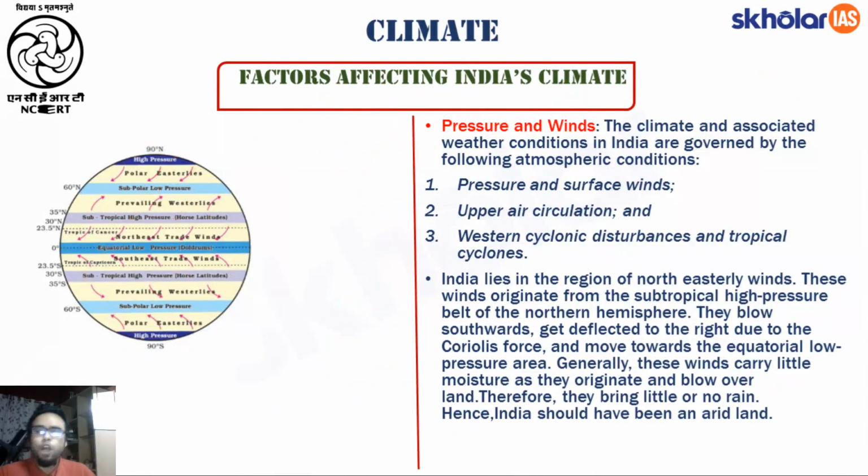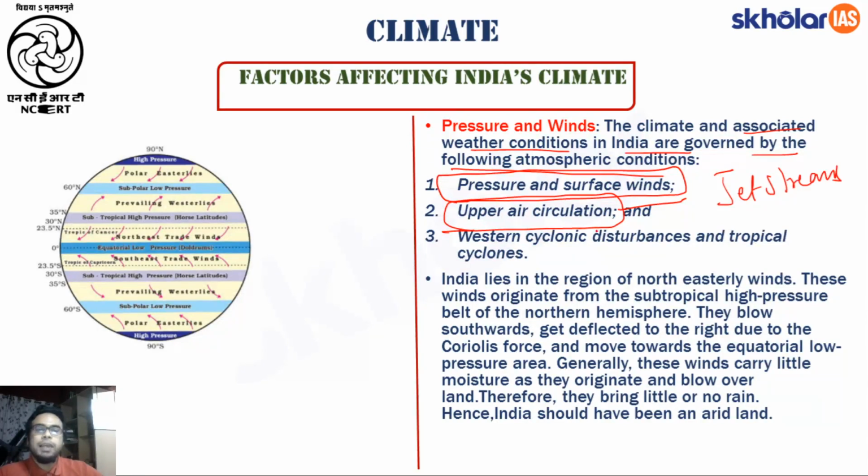Fine, all these are not mentioned in the NCERT of class 9, but I had to explain this because without understanding this, you will not be able to understand the subsequent topics, right? So the climate and the associated weather conditions in India are governed by the following atmospheric conditions. First is the pressure and the surface winds, which we have understood. Then we have the upper air circulation, which we call jet streams, which we will talk about. And then we also have western cyclonic disturbances and tropical cyclones.